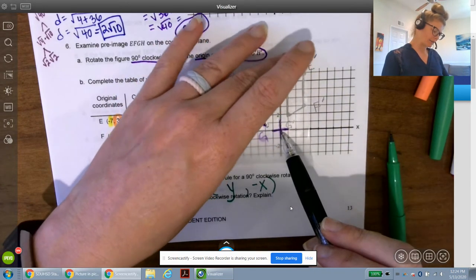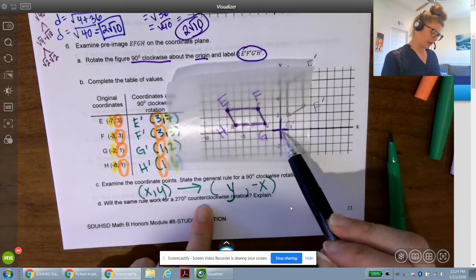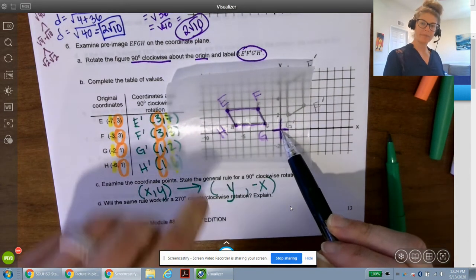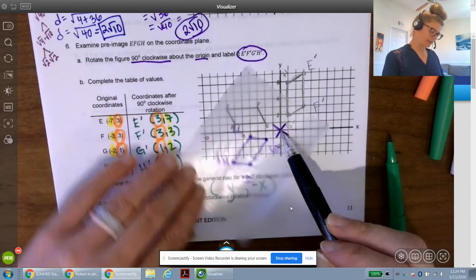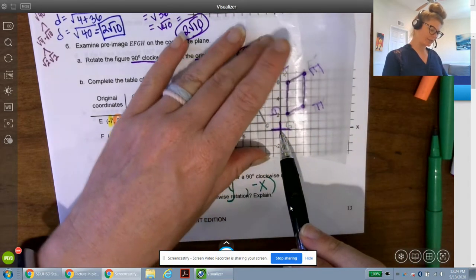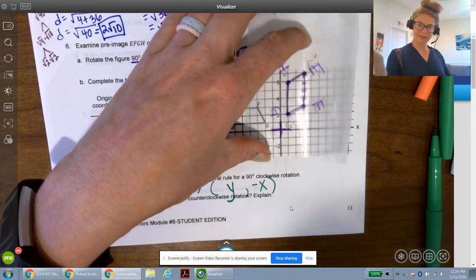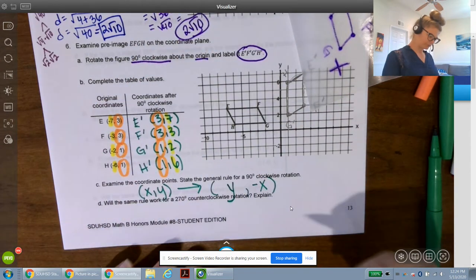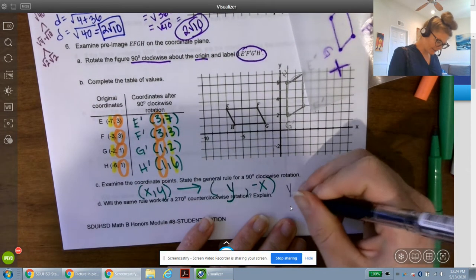So they're asking us, what if we went counterclockwise 270 degrees? Well, how many multiples of 90 is that? That's 90, 180, 270. Oh, by golly, it is. So yes.